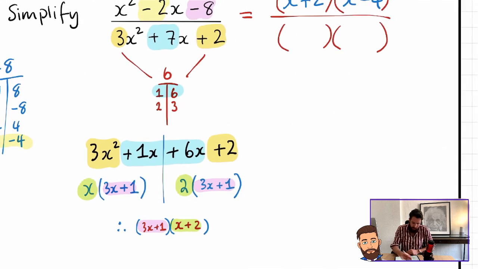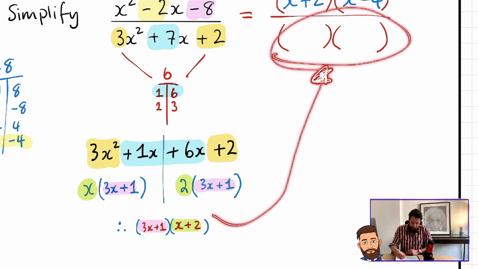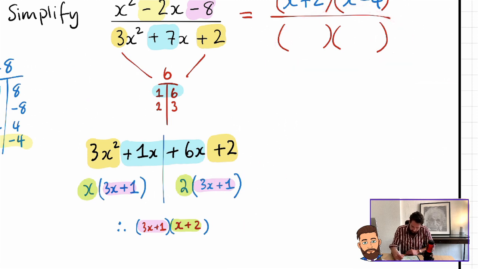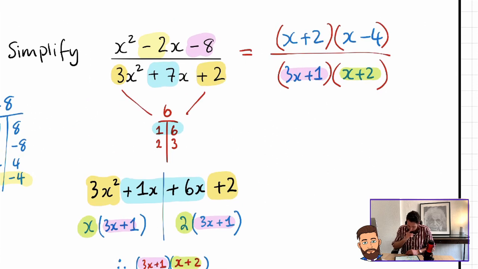So in here, I can now put in my factorised answer, which is 3x plus 1 and x plus 2. Okay. And I'll just colour coordinate that so you can see where it's come from. What can we see here? We can see we've got a repeated bracket on the bottom and the top, and it's all been multiplied together. So we can cancel this off. We can cancel off the x plus 2 and the x plus 2.